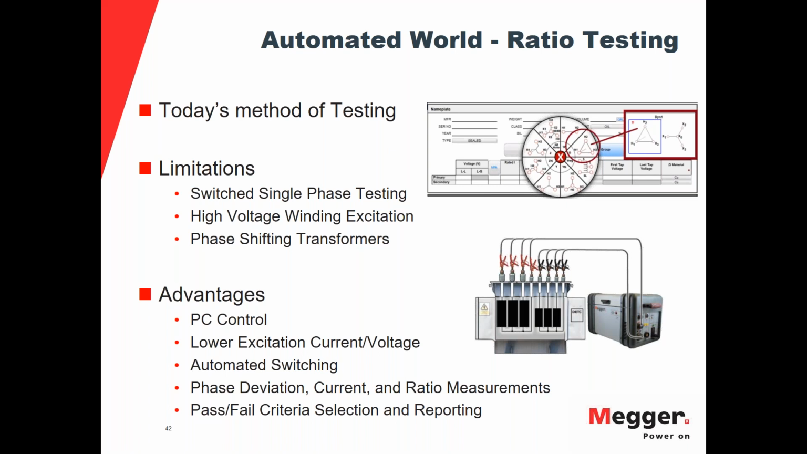Advances, obviously, again, we have PC control. We can run it from our laptops. We've got lower excitation current and voltage. We have automated switching. And now we can actually see our phase deviation as well as our ratio error. And then we can even set up our own pass-fail criteria, and specialized reporting and all these things come with the automated world.